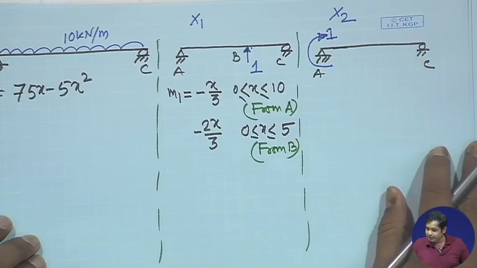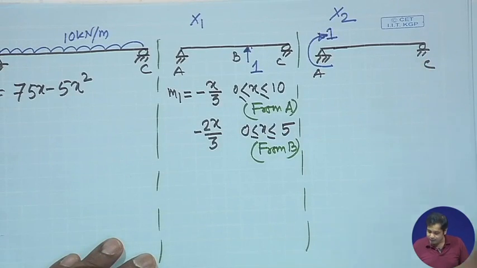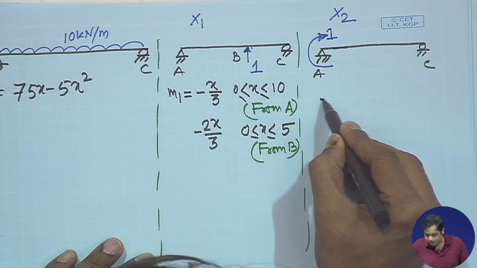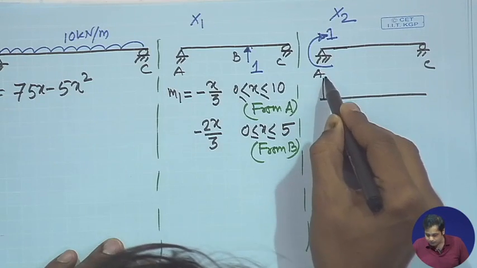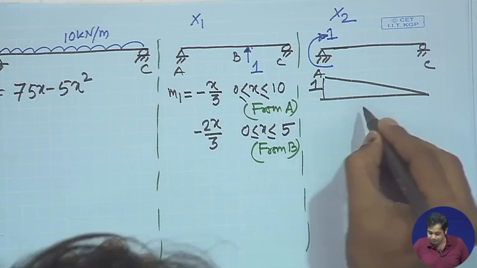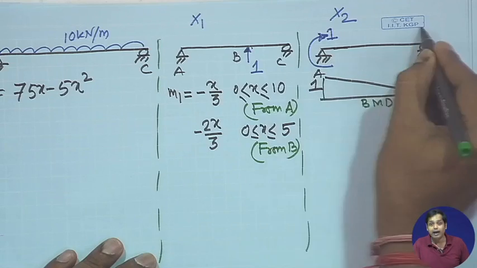Now, for this case, what will be the bending moment diagram? The bending moment diagram for this problem will be something like this. This value is 1. This will be the BMD, bending moment diagram for this.